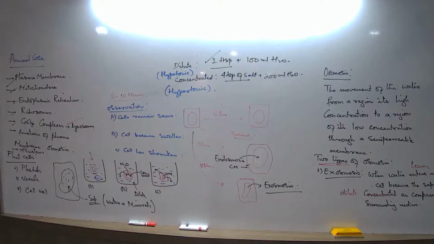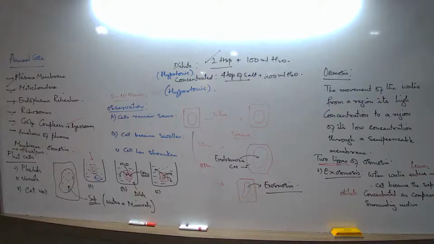The cell sap, or the liquid inside the cell, is concentrated. What is the other word for concentrated? Hypertonic. So I am saying inside the cell the solution is hypertonic. Outside is hypotonic, dilute. If the inside is hypertonic, concentrated, then only the cell is gaining water, receiving water. Understood?